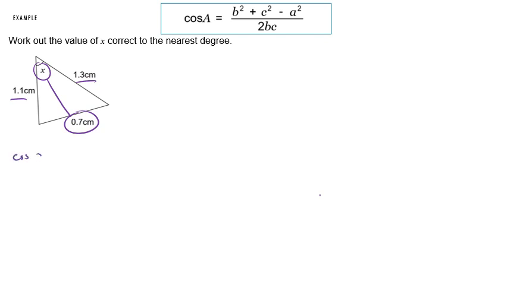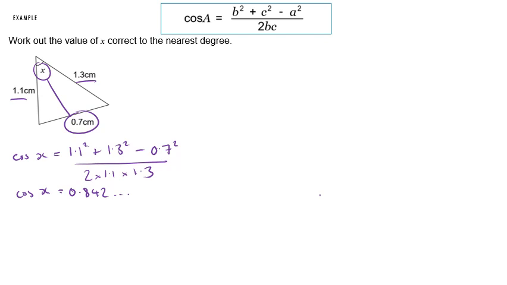So cosine of our angle, cosine of x, is equal to 1 of the other side squared plus the other side squared, take away our opposite side squared. And that's all divided by 2 times our other 2 sides. Calculate that carefully, but don't round it yet. And remember, that's cosine of our angle.